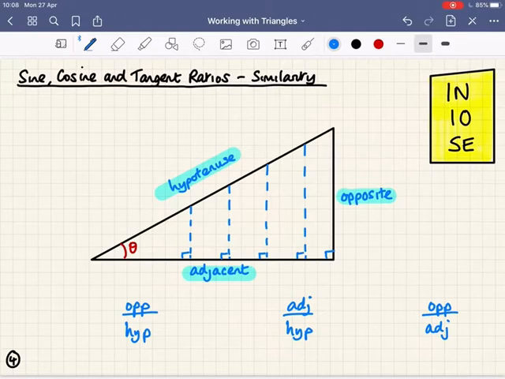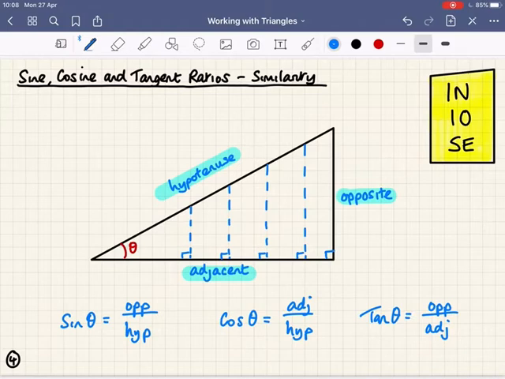And those are the three ratios that we give names to. So the first one, the relationship between the opposite and the hypotenuse side, is called the sine ratio. So sine theta is the relationship between the opposite and the hypotenuse. The cosine ratio, cos theta, is the relationship between the adjacent side and the hypotenuse. And tan theta, tangent ratio, is the relationship between the opposite side and the adjacent side.